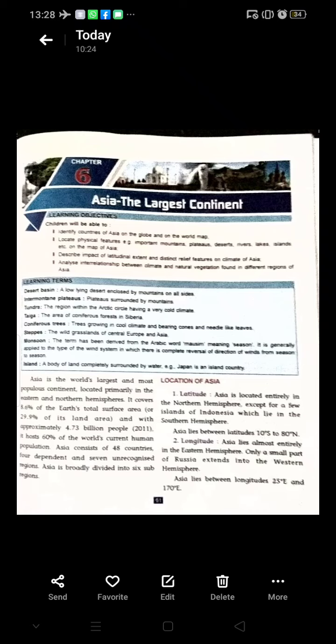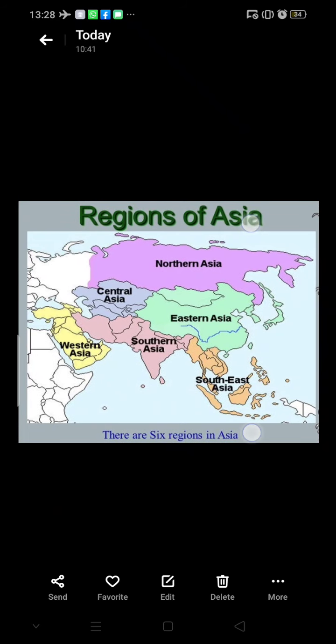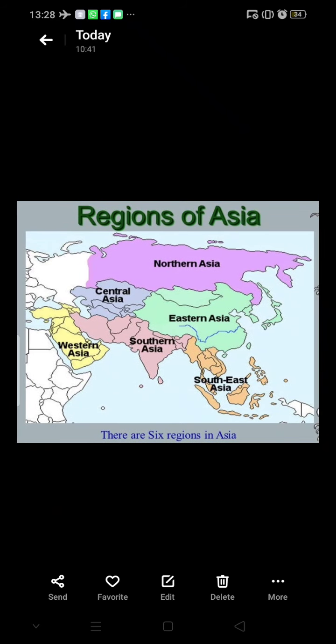Asia is broadly divided into 6 regions. The whole of Asia they have divided into 6 regions. So let us see these 6 regions in which Asia is divided. It is Northern Asia, Eastern Asia, Southern Asia, Central Asia, Western Asia, and Southeast Asia. And we living in India, we are in Southern Asia.